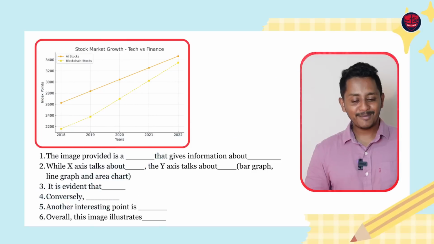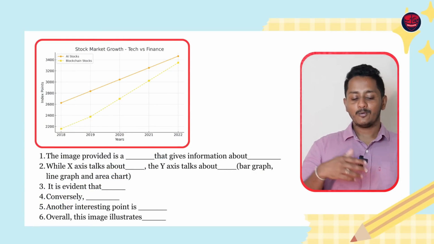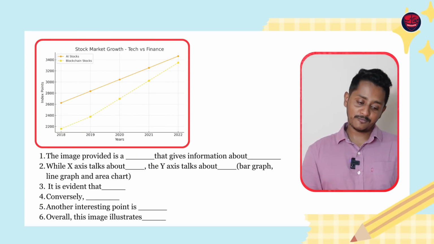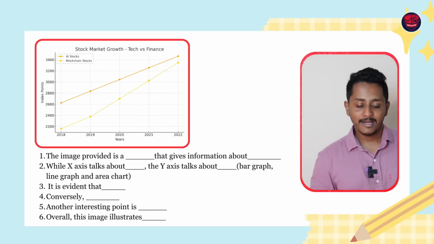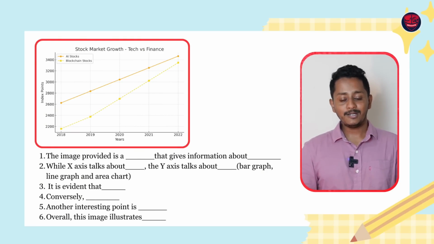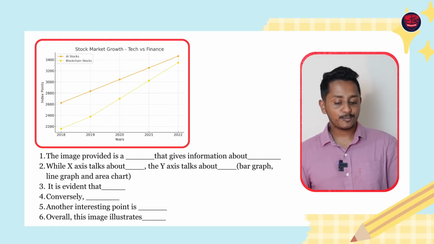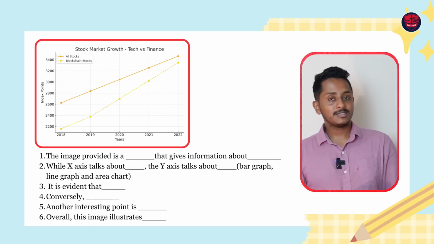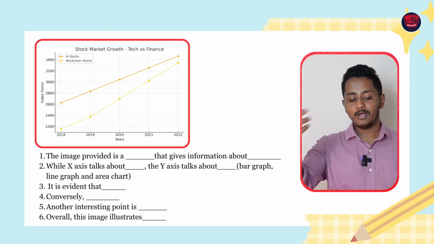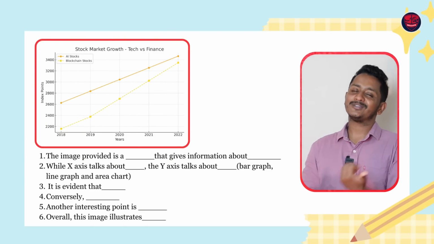Probably I'll start. The image provided is a line graph that gives information about stock market growth in terms of tech and finance. While the x-axis talks about the years from 2018 to 2022, the y-axis talks about the index points from 2200 to 3400. It is evident that AI stocks have started from 2018 at the value of 2600. However, in the end of 2022, they have reached the peak at a value of 3400 index points. Conversely, the blockchain stocks are really low at 2018 with a value of close to less than 200. However, in 2022, it has reached a massive height of 3200. Overall, this image illustrates stock market growth in between tech and finance.